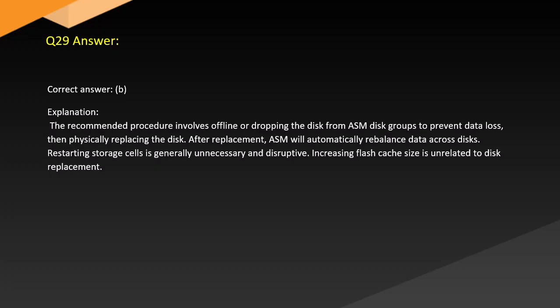Answer. Correct answer, B. Explanation. The recommended procedure involves offlining or dropping the disk from ASM disk groups to prevent data loss, then physically replacing the disk. After replacement, ASM will automatically rebalance data across disks. Restarting storage cells is generally unnecessary and disruptive. Increasing flash cache size is unrelated to disk replacement.